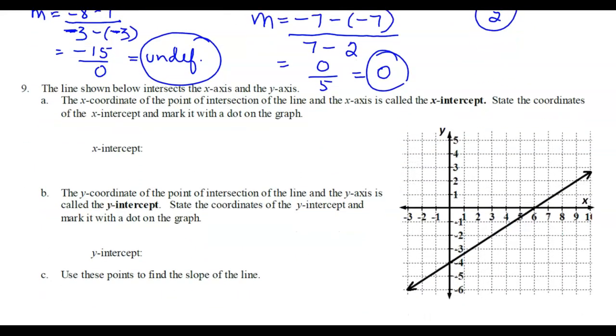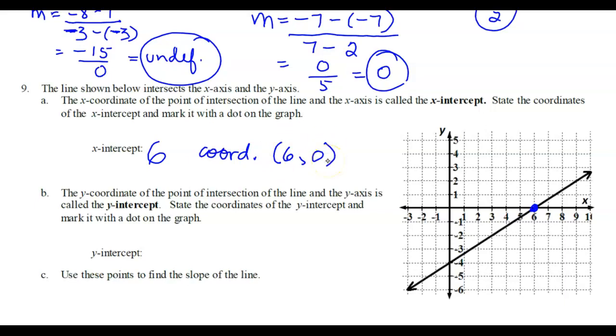Last question is just to make sure you understand how you could find the slope by just being given the intercepts. So the line shown below intersects the x and y axis. The x-coordinate of the point of intersection of the line and the x-axis is called the x-intercept. So this 6 is the x-intercept. State the coordinates and mark it with a dot. So the x-intercept is 6. The coordinates of the x-intercept would be 6, 0.